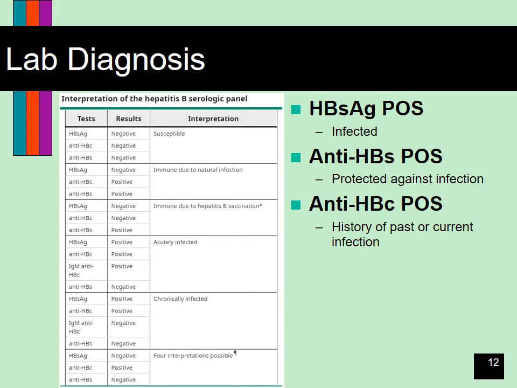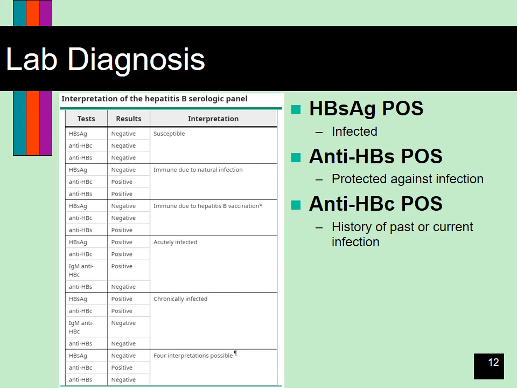A positive or reactive hepatitis B surface antibody test indicates that a person is protected against the virus. This protection can be the result of receiving the hepatitis B vaccine or successfully recovering from a past hepatitis B infection. A positive hepatitis B surface antibody test result means you are immune and protected against the hepatitis B virus and cannot be infected. You are not infected and cannot spread hepatitis B to others.